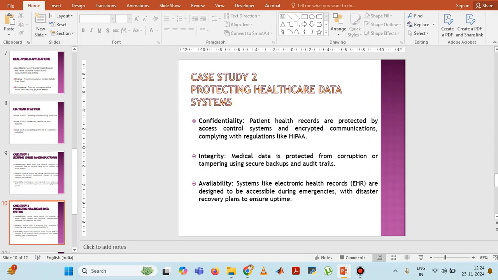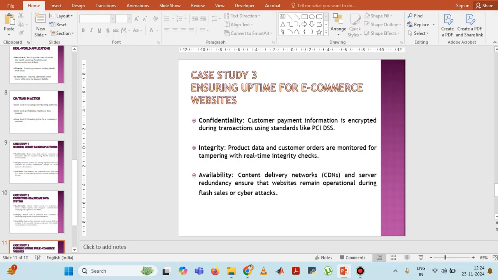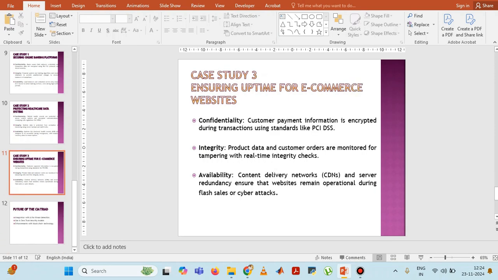Next, integrity. Medical data is protected from corruption or tampering using secure backups and audit trails. Next is availability. Systems like electronic health records are designed to be accessible during emergencies with disaster recovery plans to ensure the data availability. The next case is the e-commerce website.